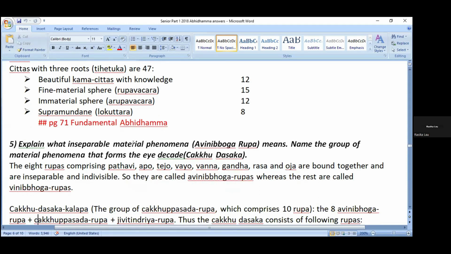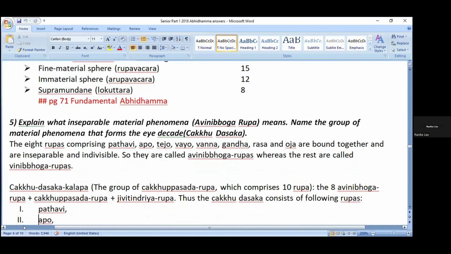Then if they ask you about the Chakku Dasaka, the eye, what is inside? The group Chakku Dasaka Rupa is comprised of ten rupa: the eight Avinibhoga Rupa mentioned earlier, plus the eye, Chakkhu Pasada Rupa, and the Jivitindriya Rupa. Some of them may be the nose one or the tongue one, so you must change it with whatever sense you have. Jivitindriya is a faculty; every life needs this during the year, without this, life cannot continue. So the Chakku Dasaka consists of the following rupa.